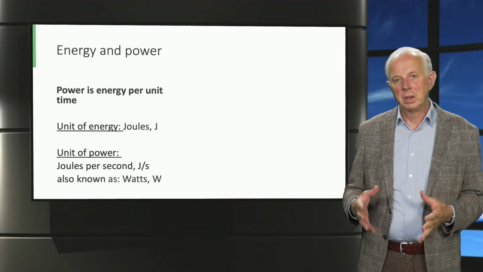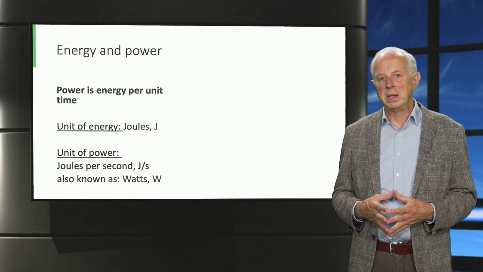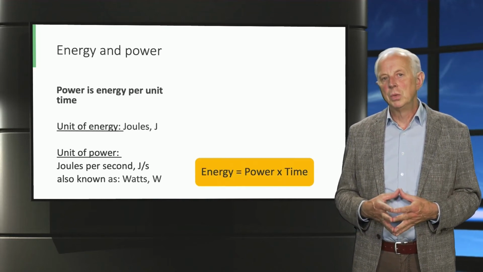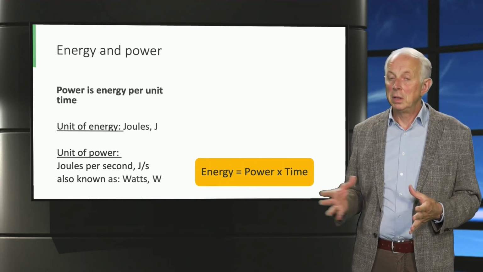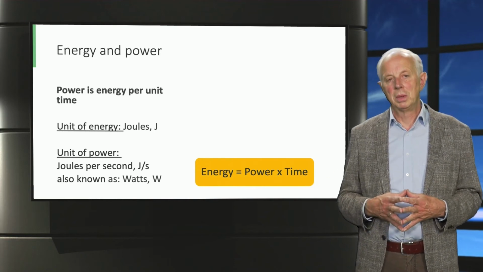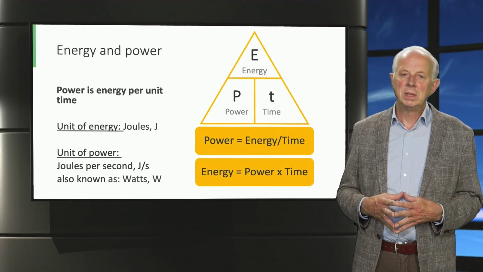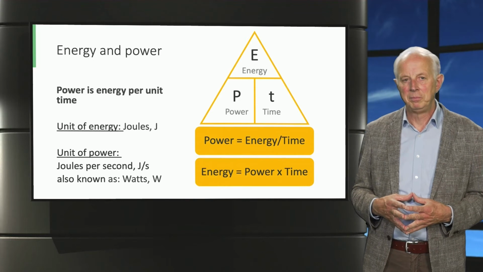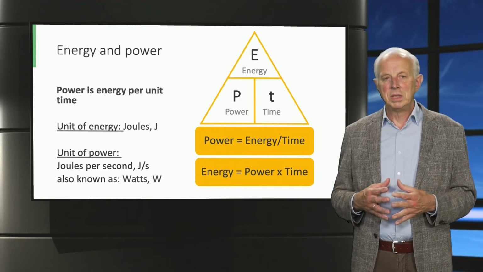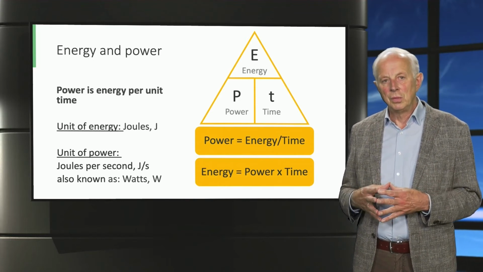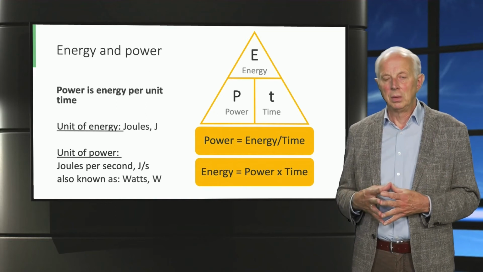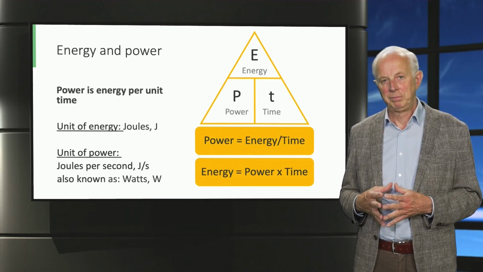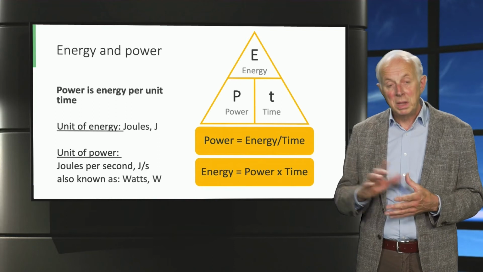Accordingly, there is a relationship between power and energy. Energy use is power consumption times the time you use the power. This equation can be rearranged to show that power is energy divided by time. The unit of energy is a joule, and so the unit of power is joules per second, also known as watts. It's very important not to mix up the two.